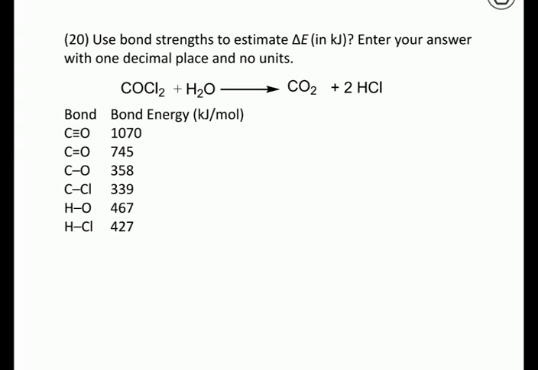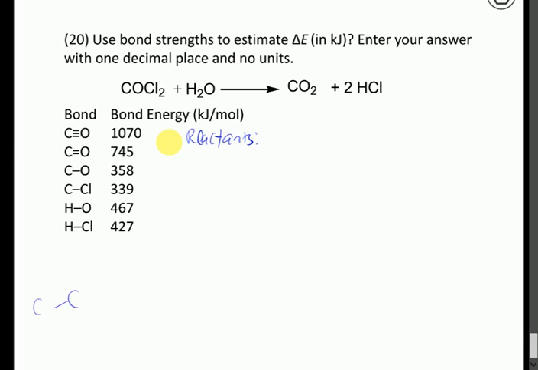So the way we do this is we sum up all of the bonds from the reactant side and the product side, and then we subtract them. To be able to do this, we need to be able to draw good Lewis structures for all of these compounds. Okay, so that's the first step. So for COCl2, if we do this, we have this Lewis structure.